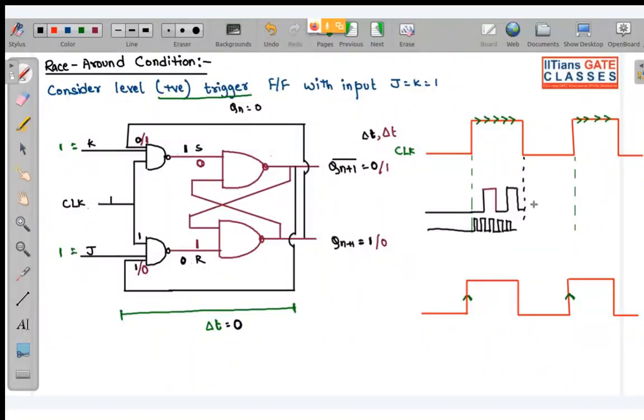Is this clear? The concept of race around condition? Please tell me yes or no. If we increase the del t, your time period will increase, or the number of transitions will decrease. And if we decrease the delay time, our transitions are going to be very much increased. Is this clear? Tell me yes or no. Is this concept clear? Piyush, is it clear to you?